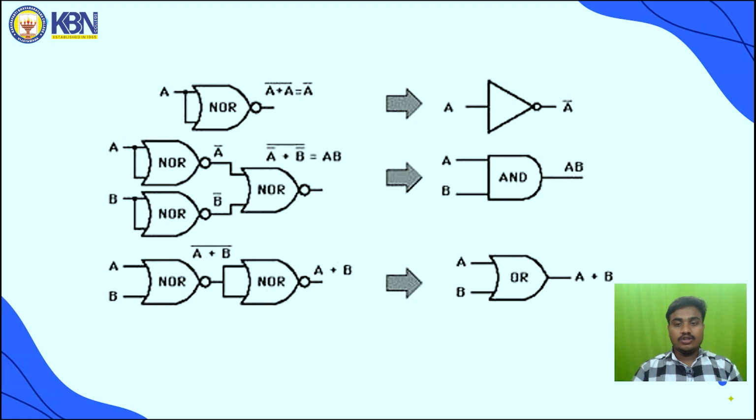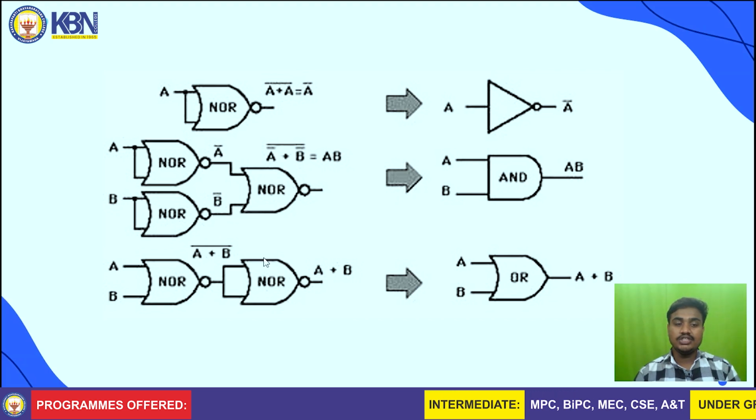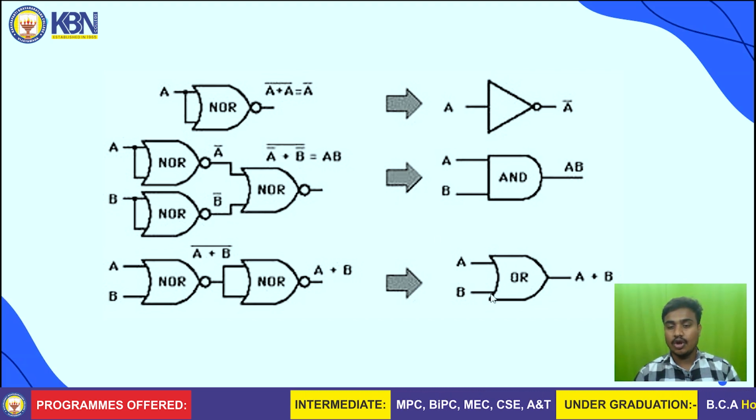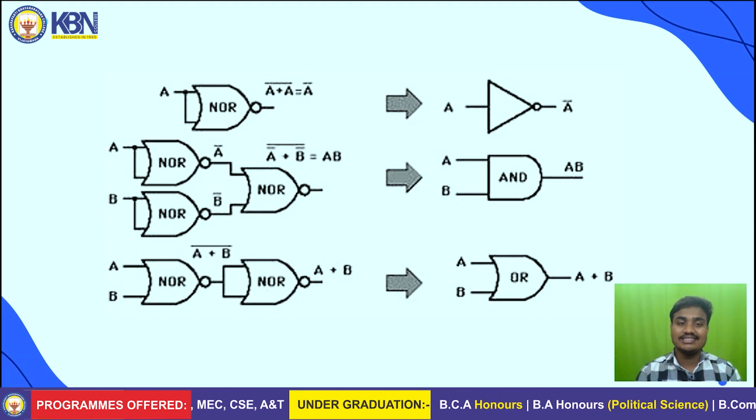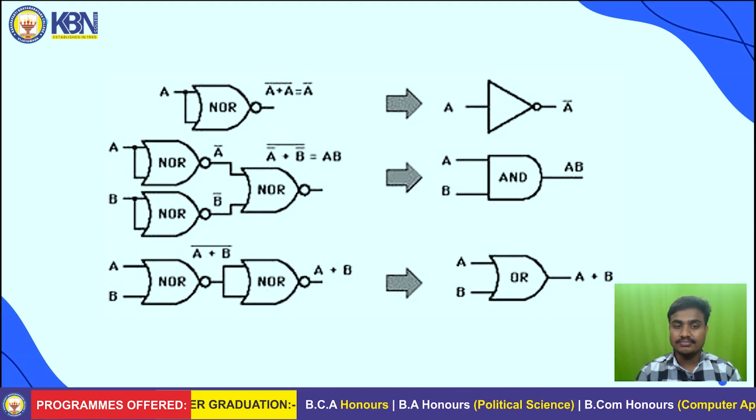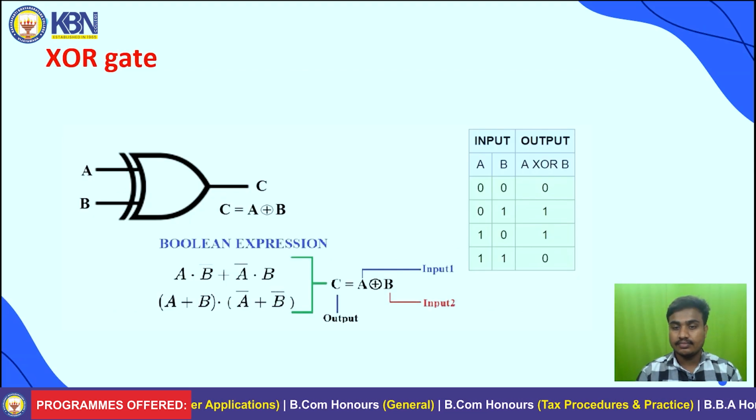The NOR gate is also called a universal logic gate. By using the NOR gate we can produce the NOT gate. By using three NOR gates we can produce the AND gate. By using two NOR gates we can produce the OR gate. That is why NAND and NOR gates are called the universal logic gates. Why? Because by using those gates we can produce any basic logic gates, that is NOT, OR and AND.